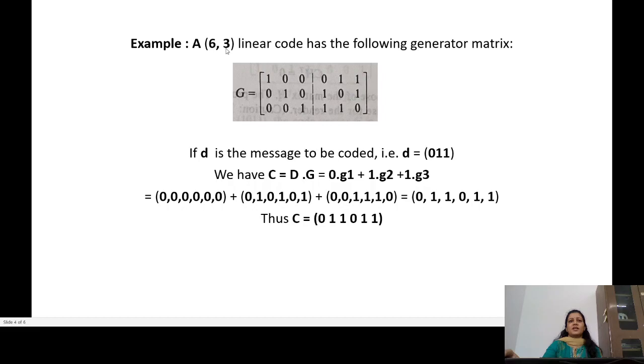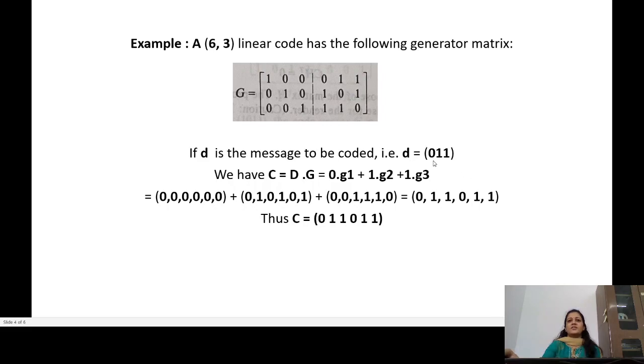So (6,3) linear code is nothing but an (n, k) linear code. With that notation, n value is 6 and k value is equal to 3. Since k value is equal to 3, you will have 2 power 3, that is 8 different combinations of the message, and your code word length should be equal to 6. So among those 8 combinations of the data, let me consider one of the combinations and explain this. Similarly, we can extend the same concept to the remaining 7 combinations.